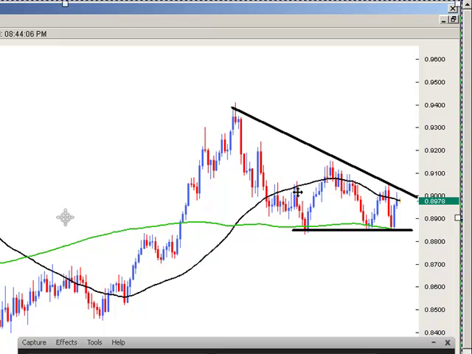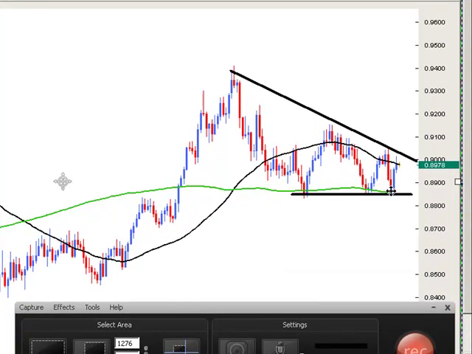comes down into the region of this moving average and just trades sideways, then gets caught in between the two moving averages, between the 50 and the 200, the 50, the 200. And I don't mean exactly, but in the regions of the 200 back up to the 50 is where we sit as of this recording.